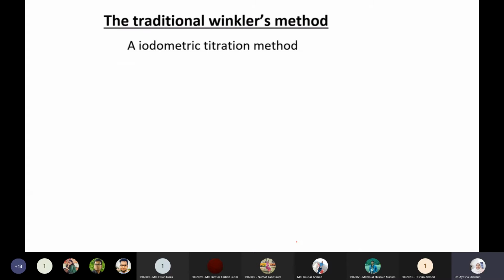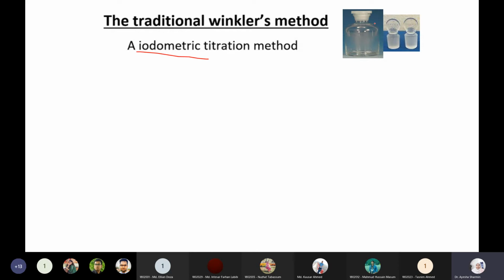Now, what do you do in this method? It's an iodometric titration method. Okay, so we need the potassium iodide. And another important thing is these bottles. These are also known as the Winkler bottle. So he actually came up with this bottle for this specific reaction, this specific experiment.